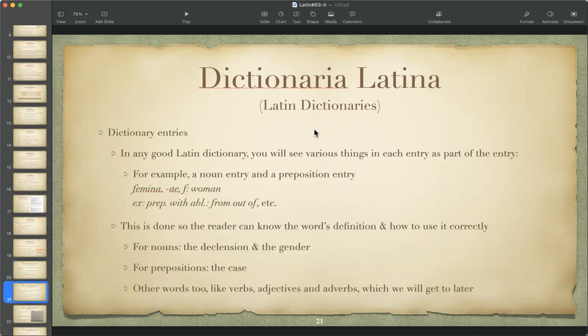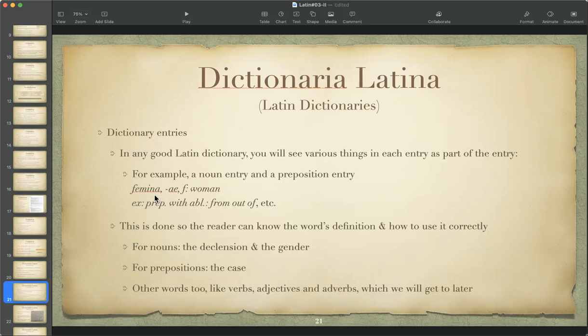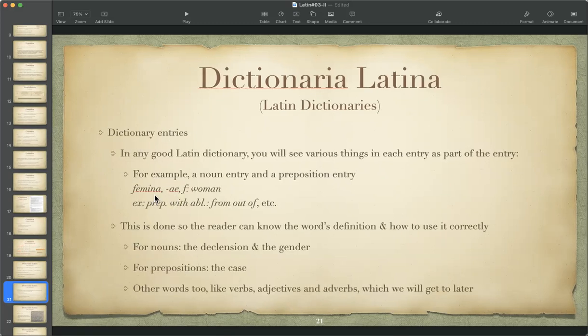First thing is, and this gets back to what I said earlier, you want to memorize femina and then feminae, the nominative and the genitive singular. And that's how you're going to see it in every noun entry in a dictionary. Because when you see femina and the -ae, that tells you immediately first declension noun.